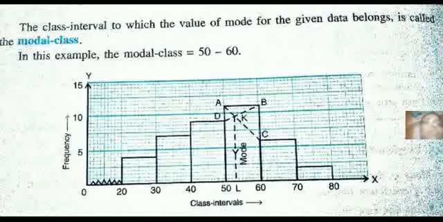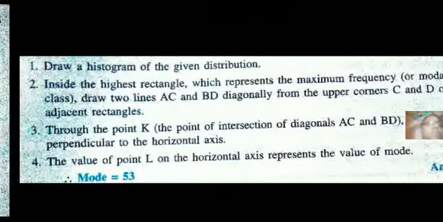And if you draw the lines from the highest rectangular bar diagonally to the two opposite rectangular bars, you can find the point K, when joined from A to C and when joined from B to D. So the point of intersection of both the lines is K. If you draw a perpendicular from this point, it reaches L. L, as you can see, is closer to 50 and less than 55. So the modal class is 50 to 60.